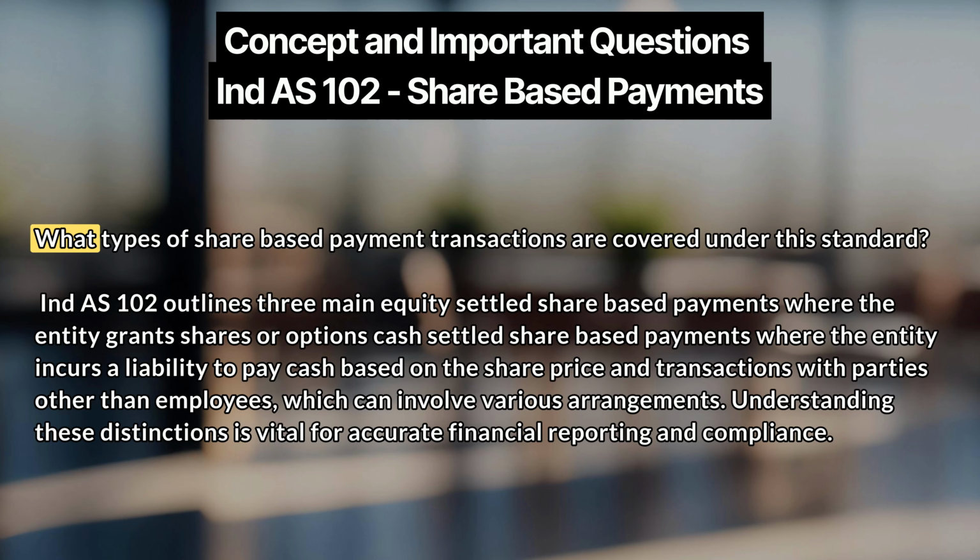Now, let's delve into the next question. What types of share-based payment transactions are covered under this standard? Ind AS 102 outlines three main types: equity-settled share-based payments, where the entity grants shares or options; cash-settled share-based payments, where the entity incurs a liability to pay cash based on the share price; and transactions with parties other than employees, which can involve various arrangements. Understanding these distinctions is vital for accurate financial reporting and compliance.